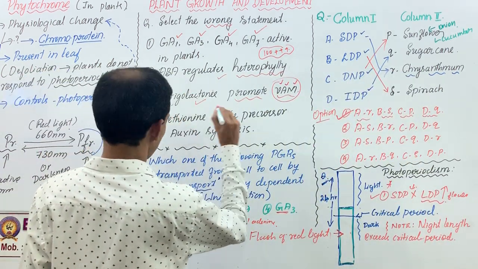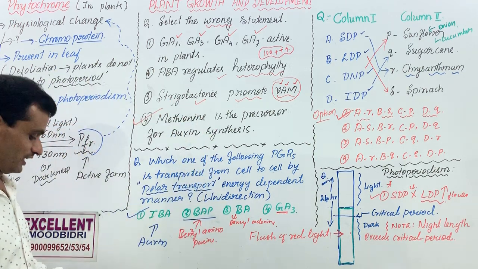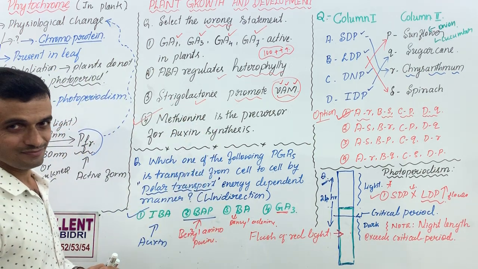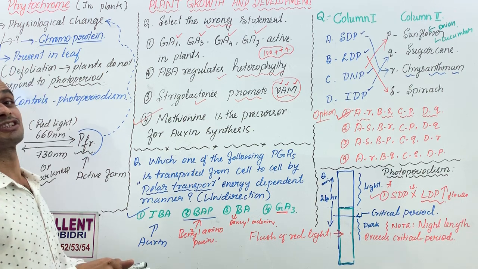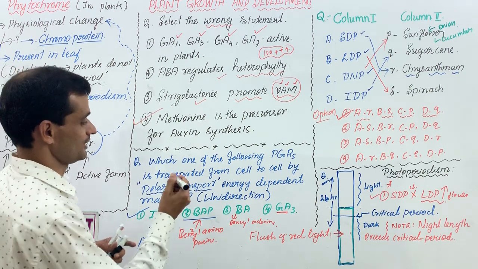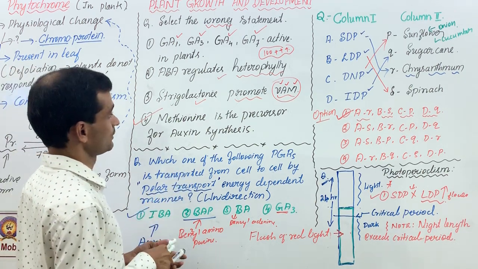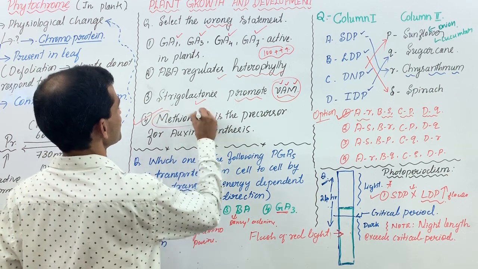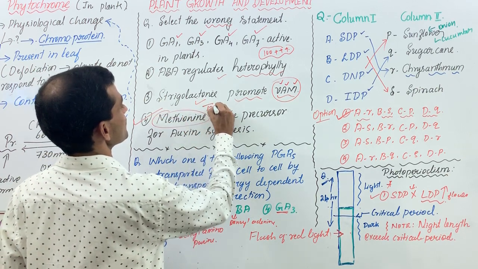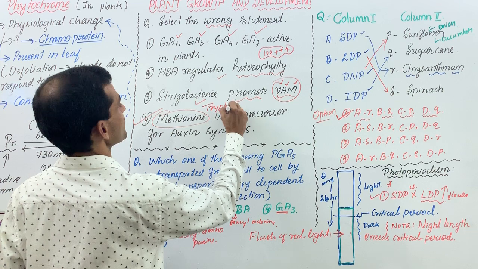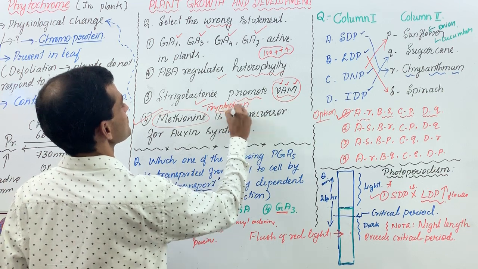Methionine is the precursor for auxin synthesis? Which is the precursor for auxin synthesis? It is not methionine. It is tryptophan amino acid.